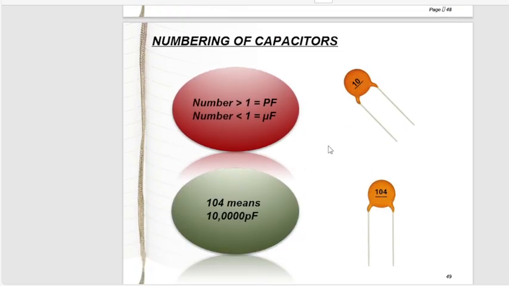When we are discussing capacitors, we also need to understand the meaning of the numbering on the capacitors. Here you can see if the number is greater than 1, then it is picofarad, and if the number is less than 1, then it is microfarad. Now check that 104: you only pick up the first two digits, so the number is greater than 1, so the capacitor will be a picofarad capacitor, and this 4 shows the number of zeros attached to this 10. So 10,000 picofarad.